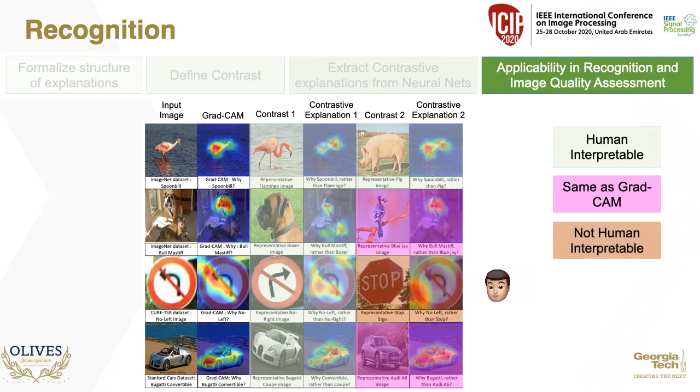Consider the contrast between the stop sign and no left sign. Given these images, humans would say the explanation for why no left rather than stop sign is that there is a lack of the letters S, T, O, P. However, the network thinks that it cannot be a stop sign based on the bottom left highlighted portions.